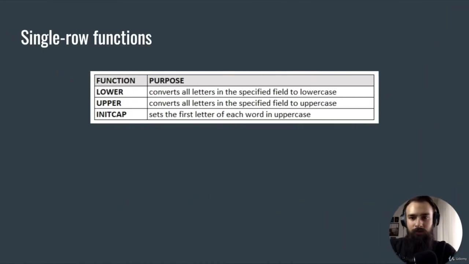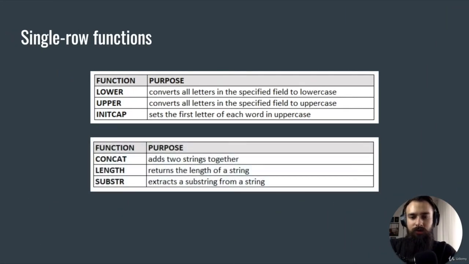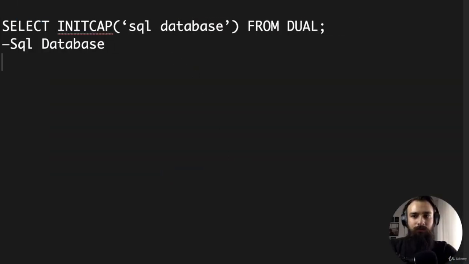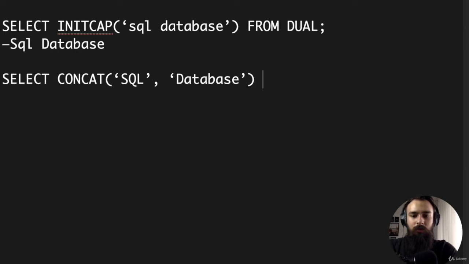The next group of functions consists of concat, length, and substring. Concat adds two strings together. So we can use select concat for SQL string and database string from dual. Then the database will return SQL database concatenated.